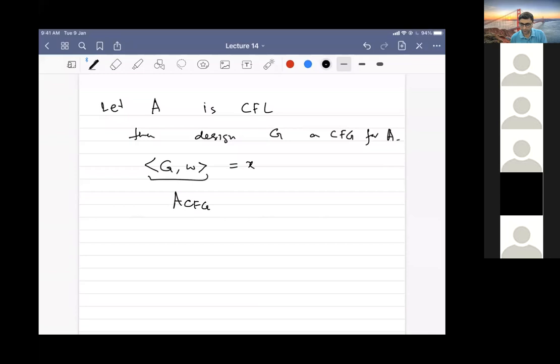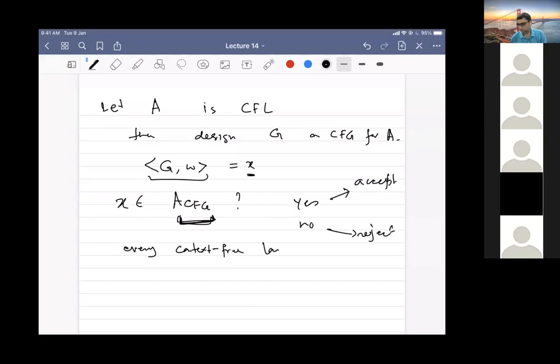Let's say this is the input X. So we just ask whether X belongs to the language or not. If the answer is yes, accepted. If the answer is no, rejected. We already know that this is decidable. It will always produce an answer, either a yes or a no. So for every possible string that we have, it will either accept or reject. Just do this, and that will prove that every context-free language is decidable.